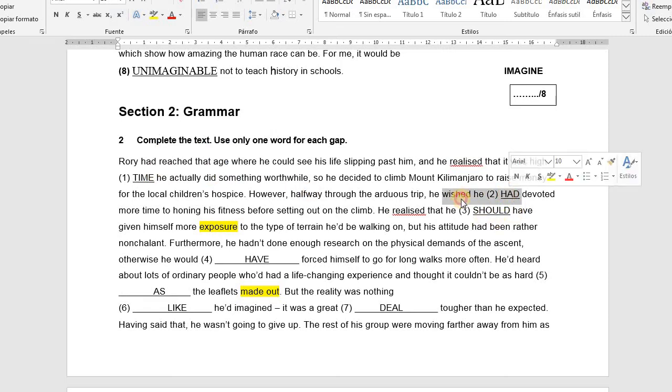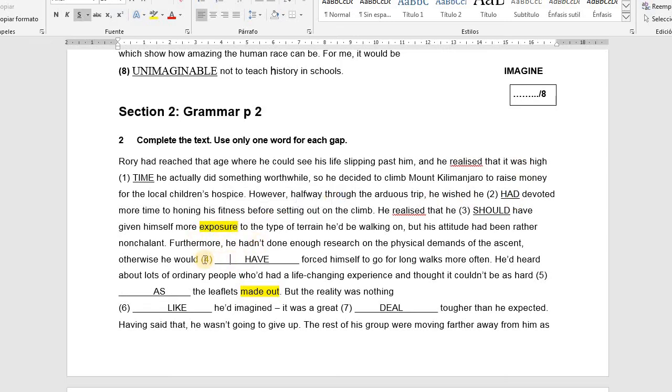He wishes he had. Wish plus... So this is what you have to record. This is part 2. What you need to record is this expression: it's high time someone did something, plus past simple. Wish plus past perfect for past regrets, when you're sorry about something in the past. He should have given. He didn't, so he should have done it.